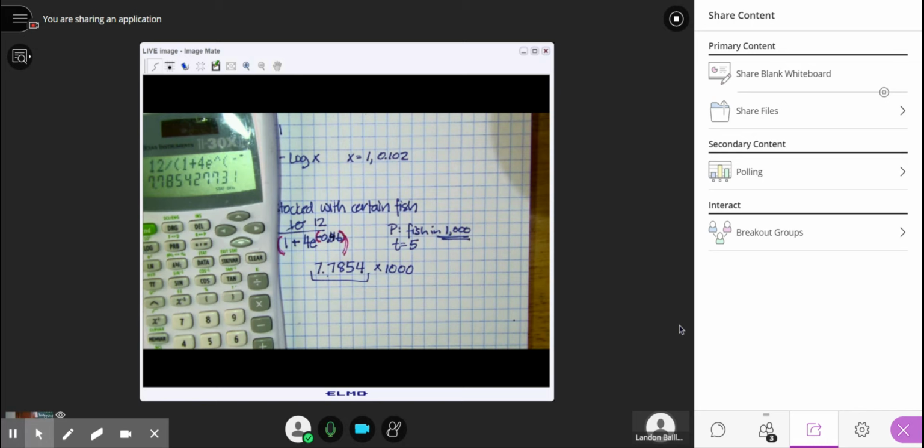Yes. Why not? We do this all the time. I mean, our population, we say it's 38.5 billion. And if it's 38.5 billion, that doesn't mean there's just 38.5 people. It means we have to multiply that by a billion. They're saying this is 7.7854 thousand. So we've got to multiply by 1,000.